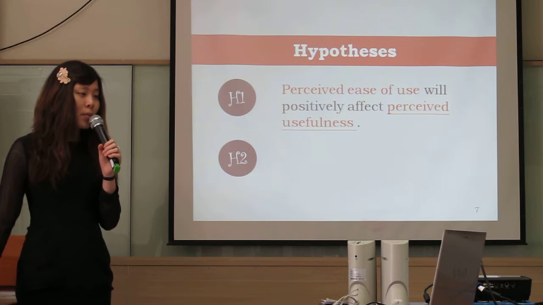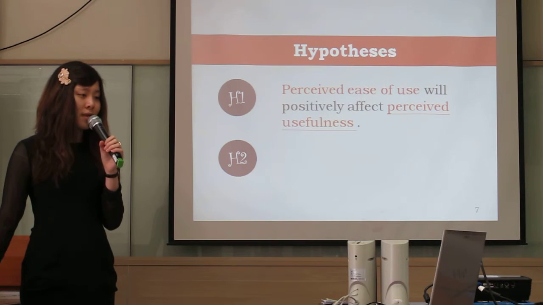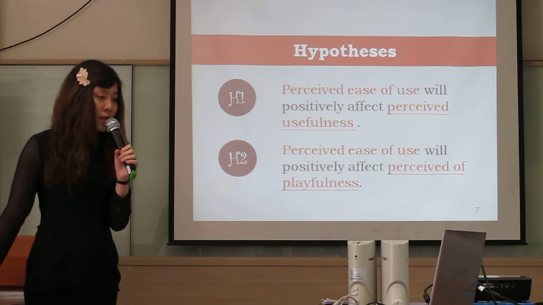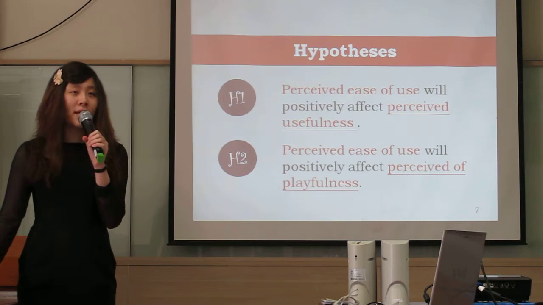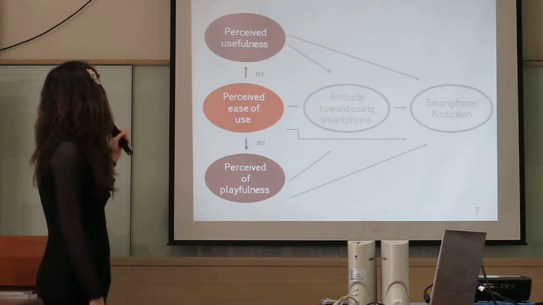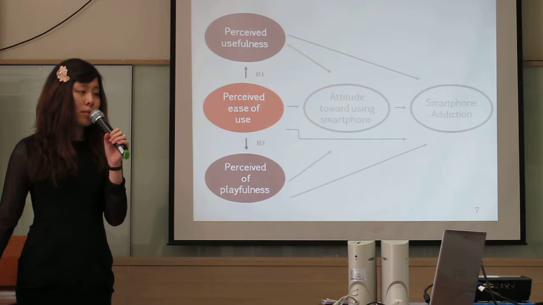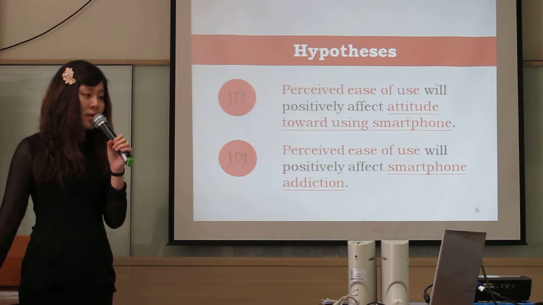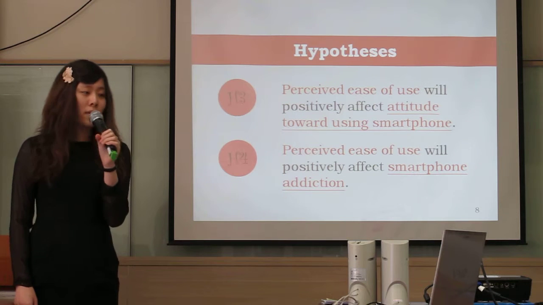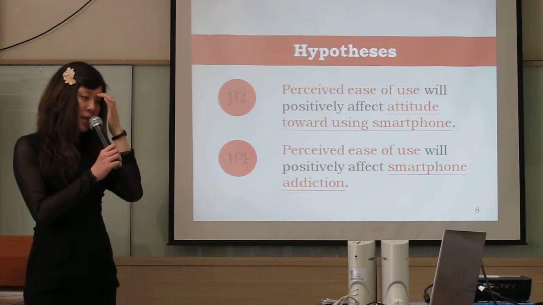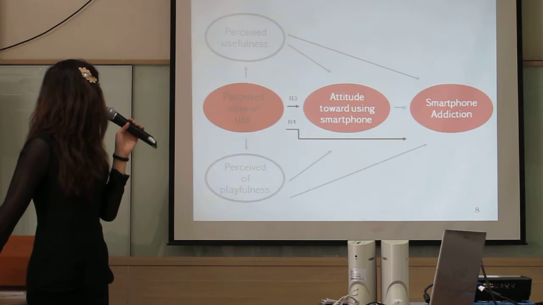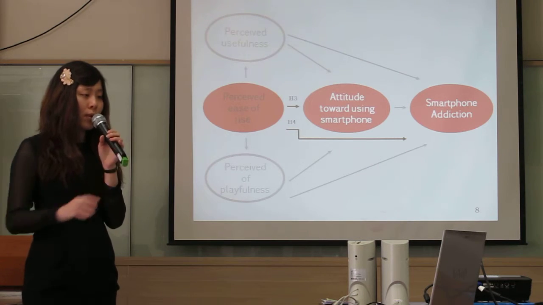Hypothesis 1. Perceived ease of use will positively affect perceived usefulness. Hypothesis 2. Perceived ease of use will positively affect perceived playfulness. And this is hypothesis 1 and 2. Hypothesis 3. Perceived ease of use will positively affect attitude toward using smartphone. Hypothesis 4. Perceived ease of use will positively affect smartphone addictions. And this is hypothesis 3 and 4.